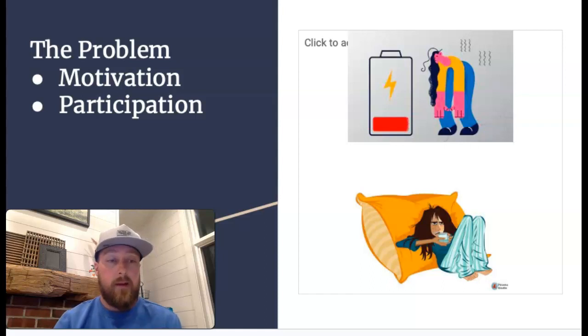So the problem that I am seeing is a decrease in student physical activity level. It's something that I've been experiencing not only in my strength conditioning classes, but my general physical education classes as well. And it's something that I'm really determined to try and solve.